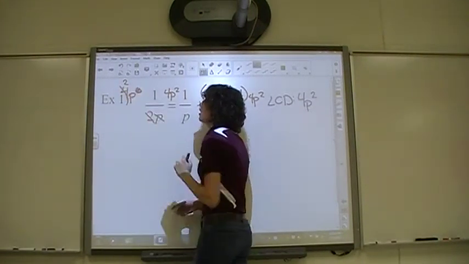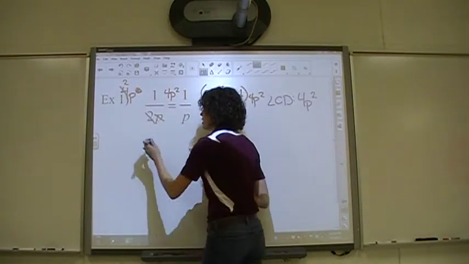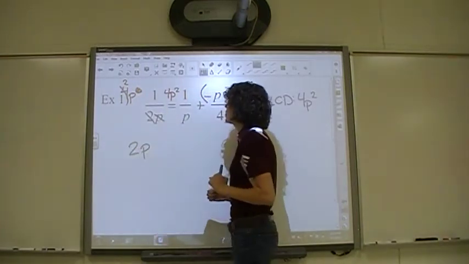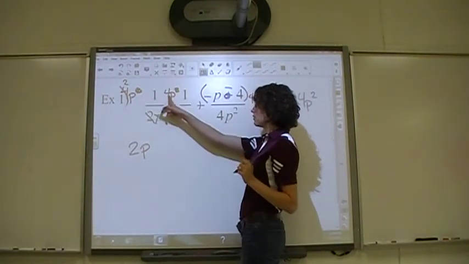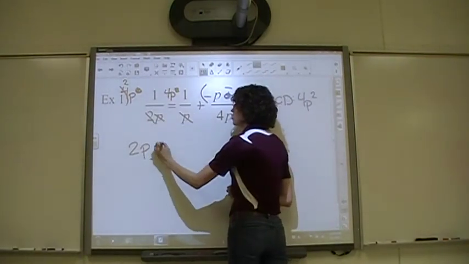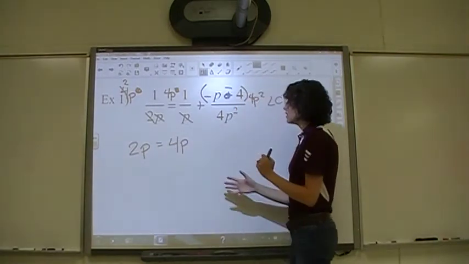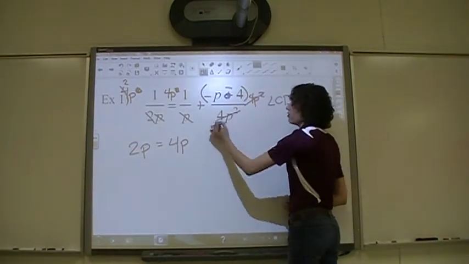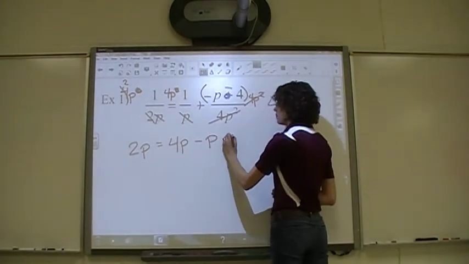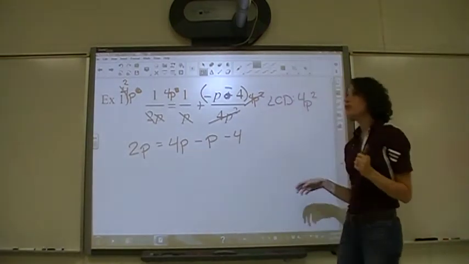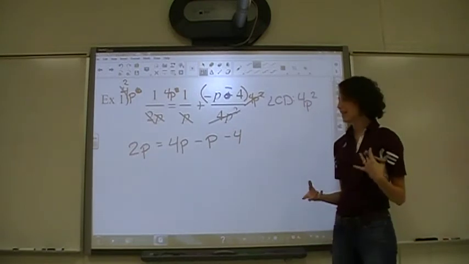1p will cancel. So you have 2p times 1, which leaves me with 2p. Then here, my p cancels with this p squared, and I'm just left with 4p times 1, so I get 4p. Then the last one, my 4p squared and 4p squared completely cancel out, so I'm left with negative p minus 4. Now that looks so much simpler, and just combine and solve.